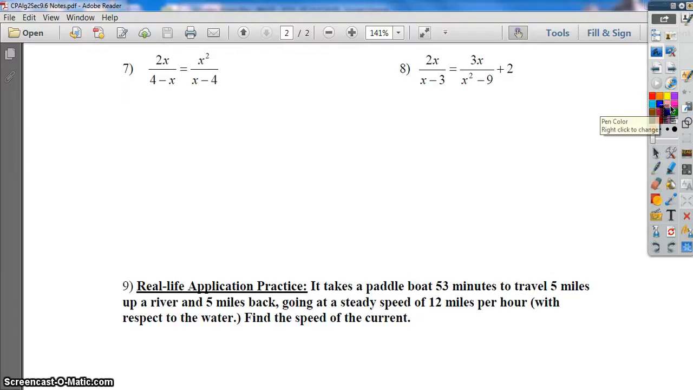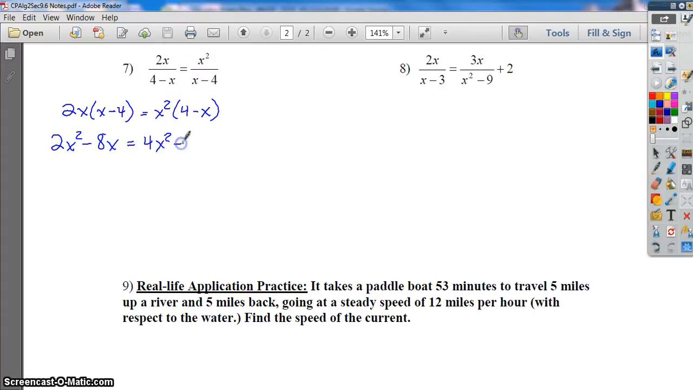Just to finish up this section, let's cross multiply this. So I have 2x times x minus 4 equals x squared times 4 minus x. I'm going to get 2x squared here minus 8x. This is equal to 4x squared minus x cubed.